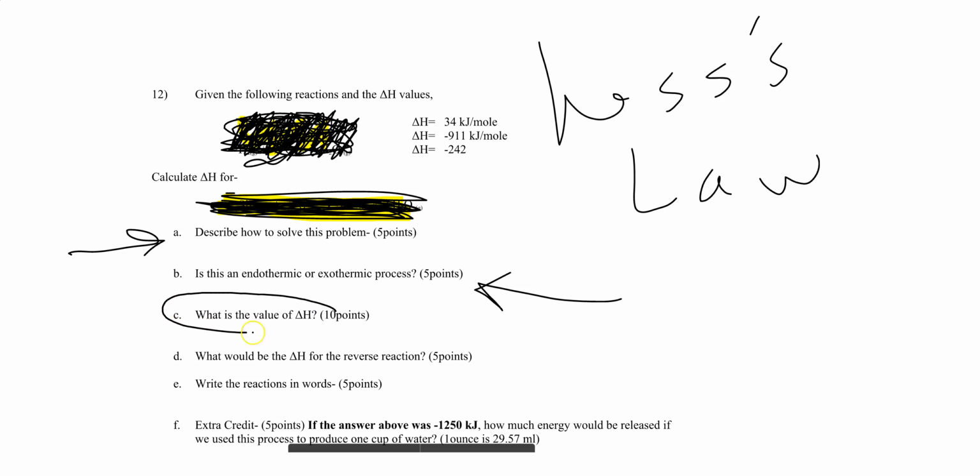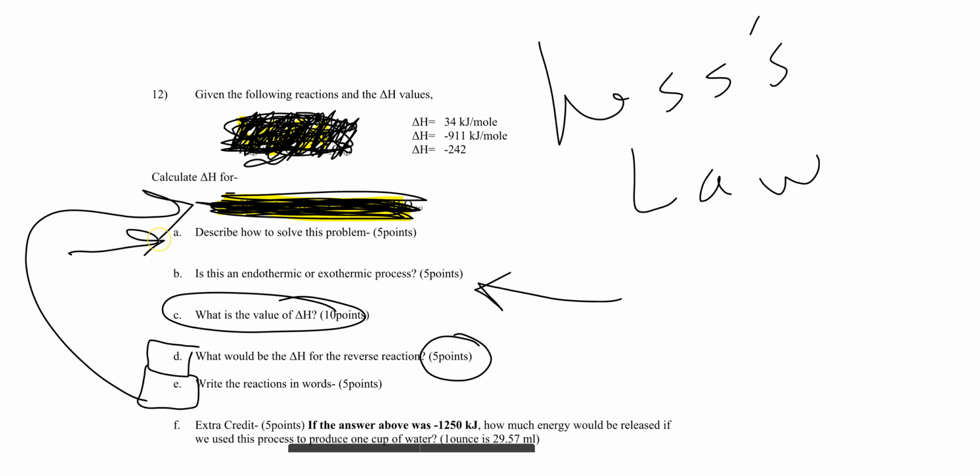Then this will be what the actual answer is. That's part C. When you do all that math, letter D, make sure that that's as easy for you as it's intended to be. It's worth 5 points, and really all you have to do is remember that the reverse reaction has equal value but opposite sign. Then write the reaction in words. That would be for the overall reaction.